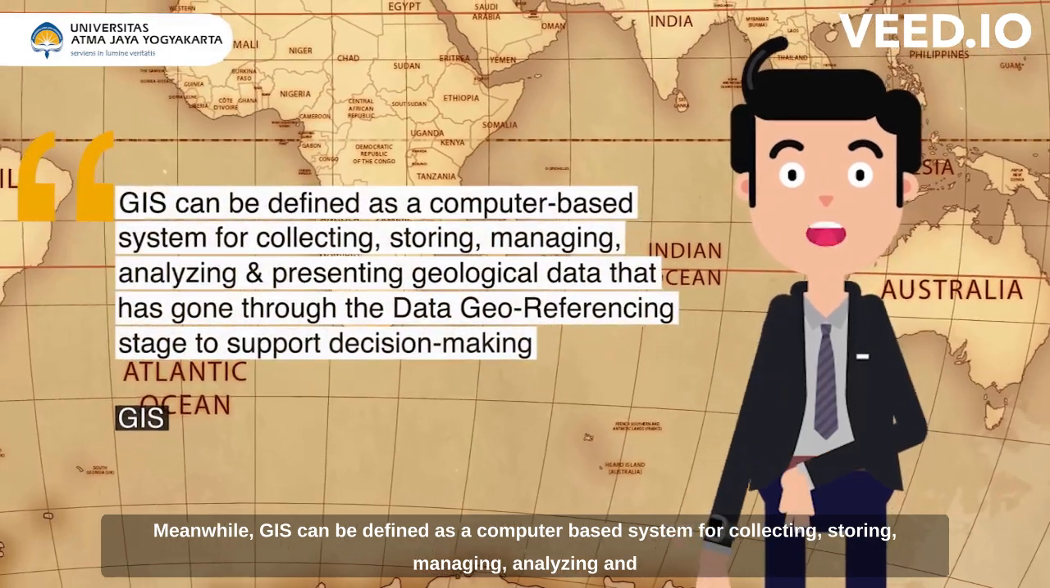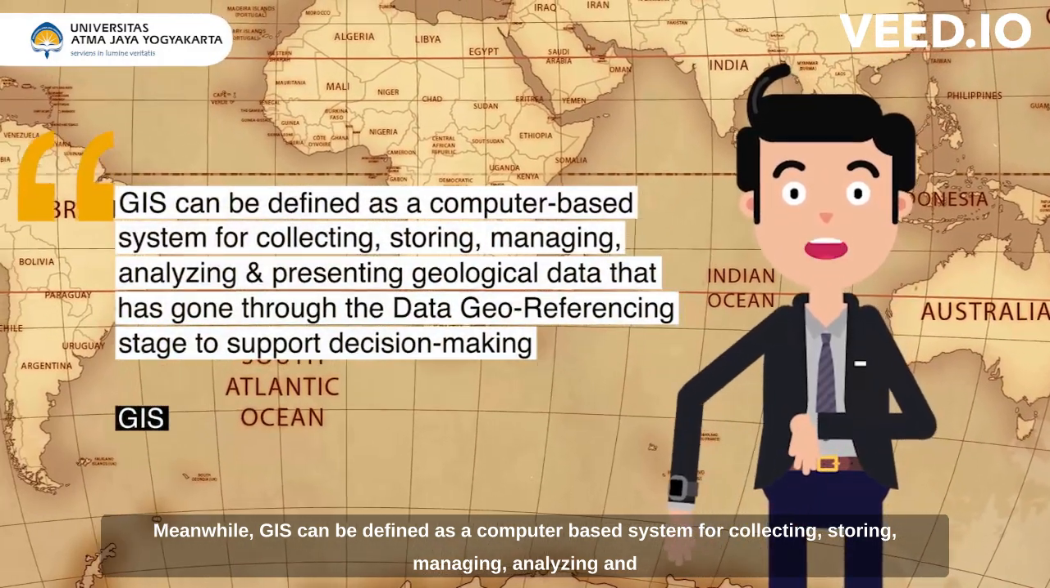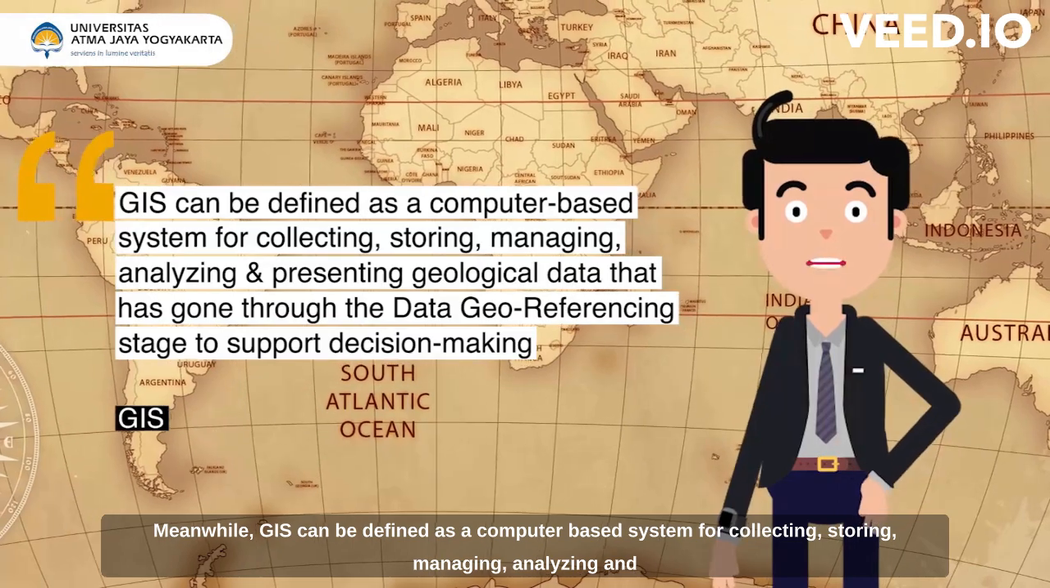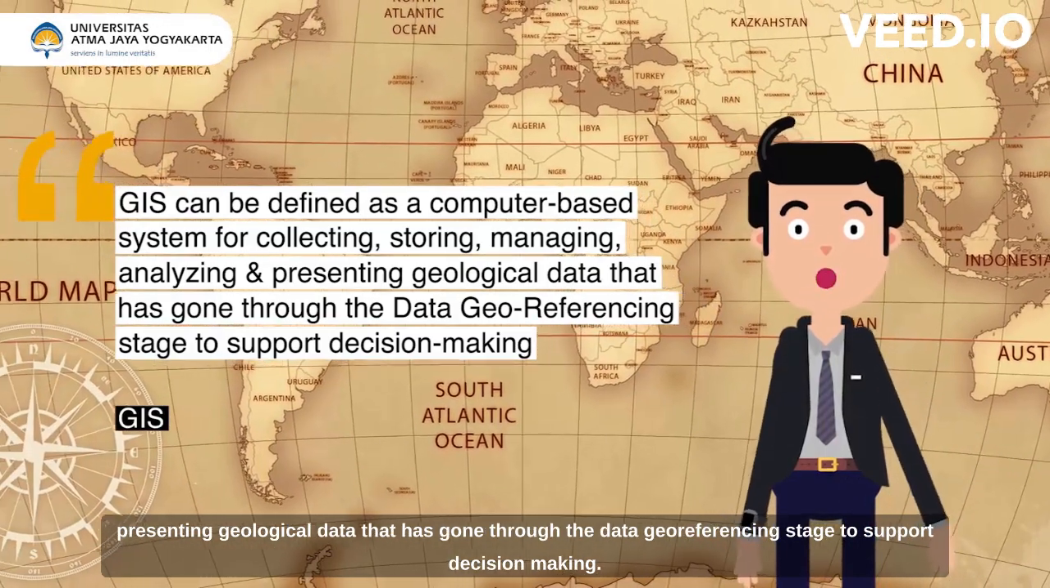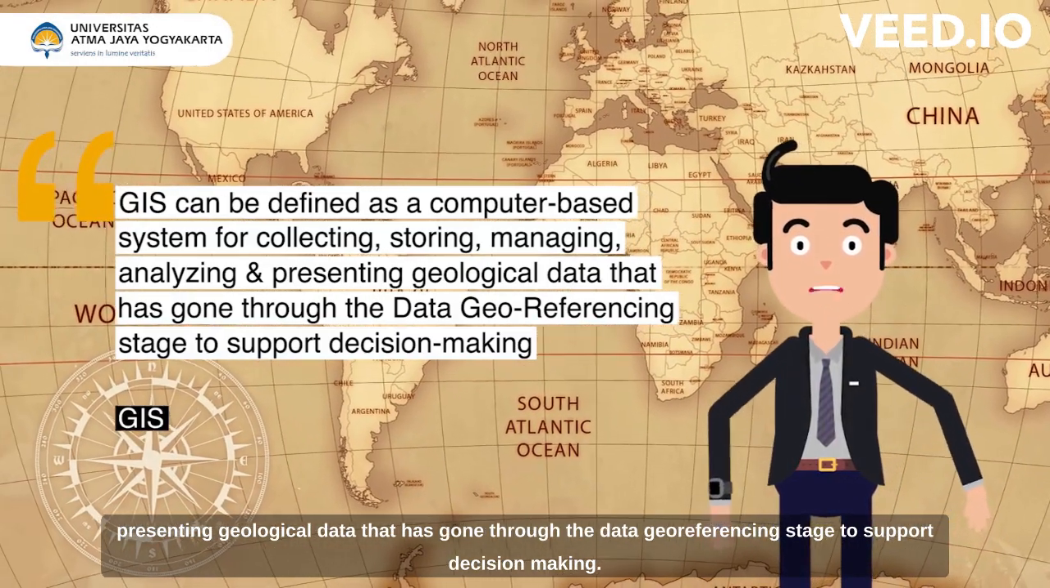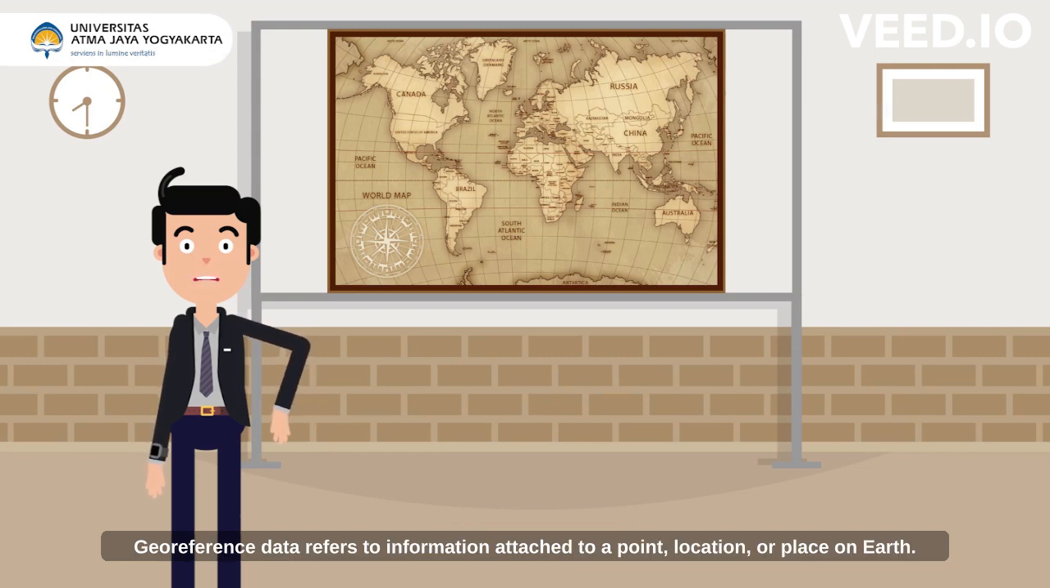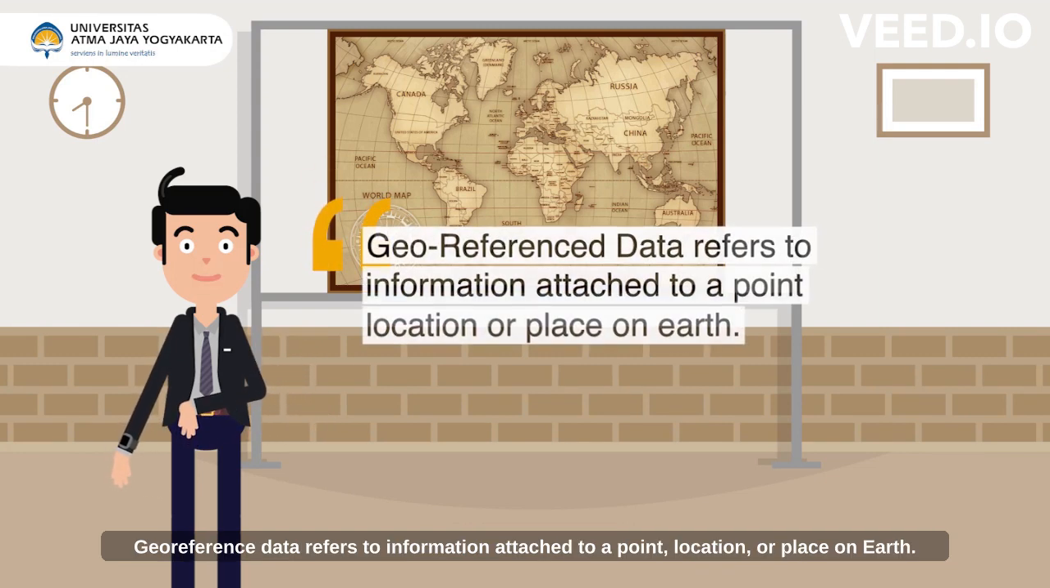Meanwhile, GIS can be defined as a computer-based system for collecting, storing, managing, analyzing, and presenting geographic data that has gone through the data georeferencing stage to support decision-making. Georeferenced data refers to information attached to a point location or place on Earth.